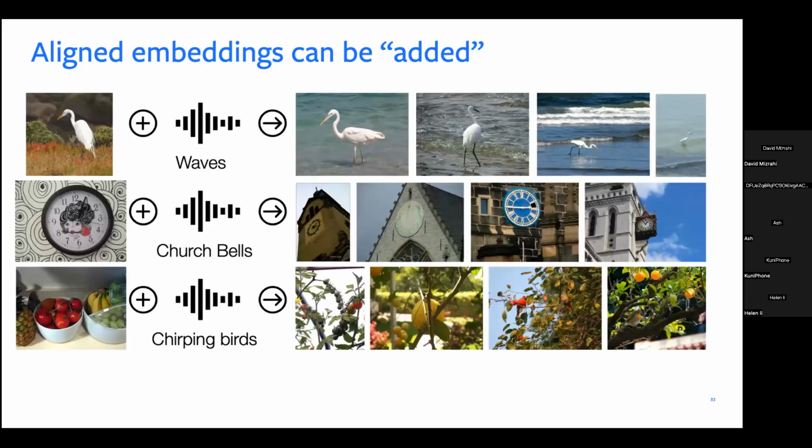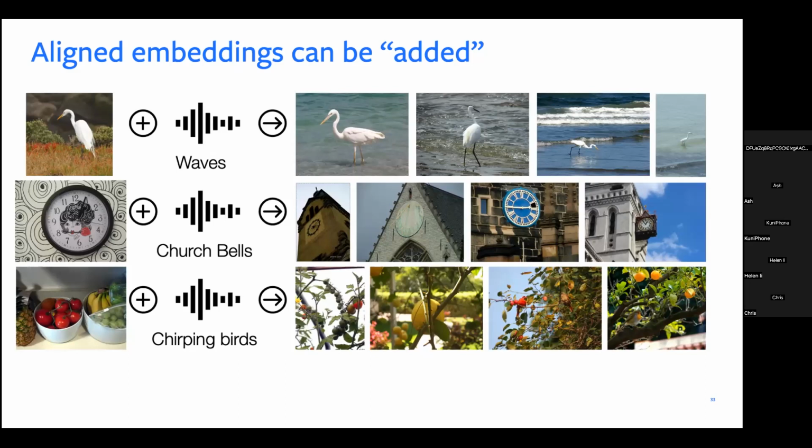The other property is that these aligned embeddings can actually be added. So you can take an embedding of an image, in this case, a bird, and you can add an embedding from an audio, for example, the sound of waves. Because these embeddings align in the same space, you can add them and compose their meaning in some way. So when you try to do retrieval now, you'll get images of birds with the sound of waves, so presumably in some type of water setting. And you do see birds being retrieved with some type of water behind them.